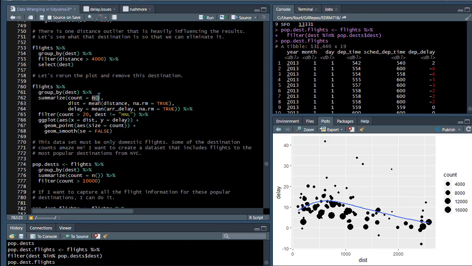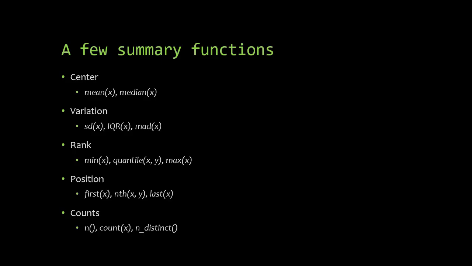I used n for the count. I used mean, which we're familiar with. Here I used mean a couple times. What else can we use in the summary function? So let me show you a few of the summary functions that we can use.